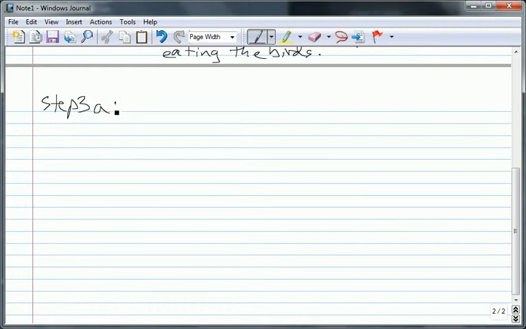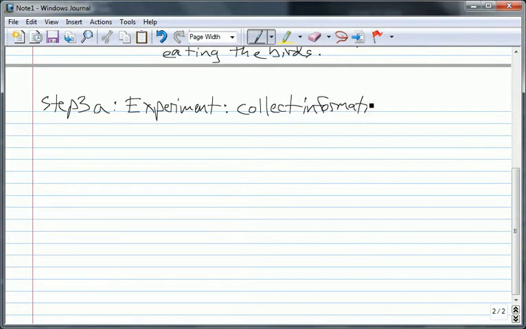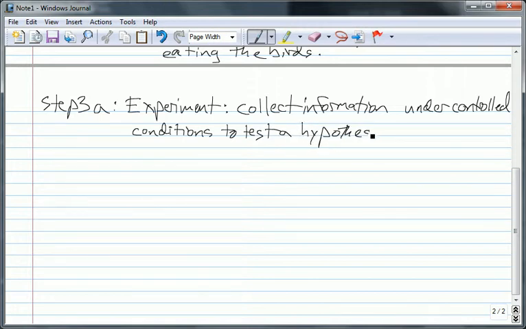All right, step 3. This actually has 2 parts. The first part is going to be step 3A. This is where we create an experiment. The definition of experiment is to collect information under controlled conditions to test a hypothesis. So that's what an experiment is, to collect information under controlled conditions to test a hypothesis.